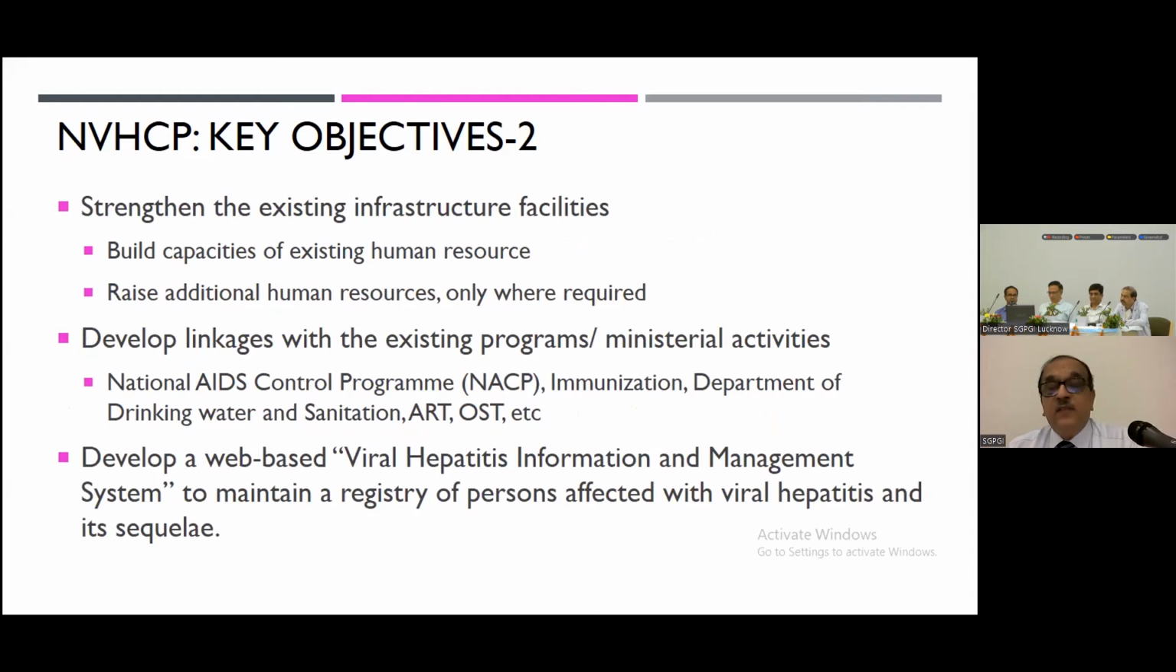Strengthen the existing infrastructure facilities. If all hepatitis, for example, B and C, are being treated at the tertiary care centers or the medical colleges, then hardly will you treat many patients or many individuals. But if we train the primary care providers at the district level or sub-district level and they start treating, then you can see that a larger number of patients could be diagnosed and treated. That's what is strengthening the existing infrastructure, that is, build capacities of the existing human resources. That means the primary care physicians, and raise additional human resources if required.